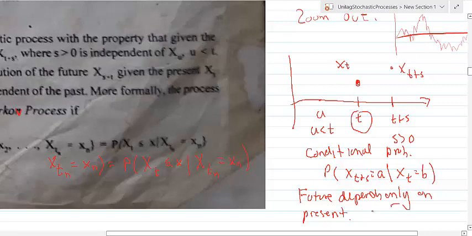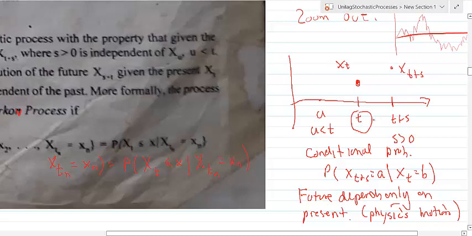Now if you've taken physics and you've looked at the motion of particles, that also satisfies this property. The subsequent motion of the particle only depends on where the particle is now and how fast it's moving. It doesn't depend on what it did before. So this is a very important intuition. The future depends only on the present.